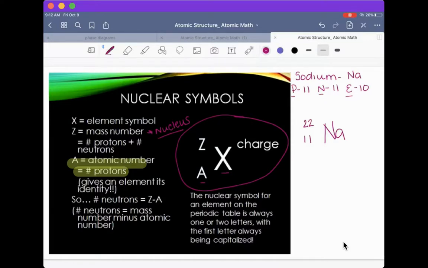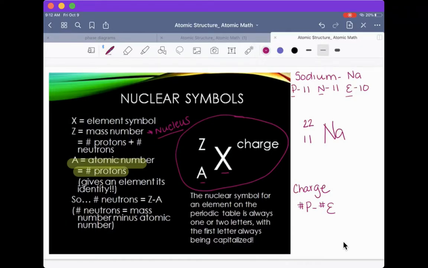Now the next thing you can see here in the upper right-hand corner is the charge. So how do we get charge? Well, charge is really easy to find, because to find charge, you are going to take the number of protons and subtract the number of electrons. Remember when we discussed the subatomic particles, the proton has a +1 charge and the electron has a -1 charge. So they are going to cancel each other out to make a neutral, or zero charged, element.